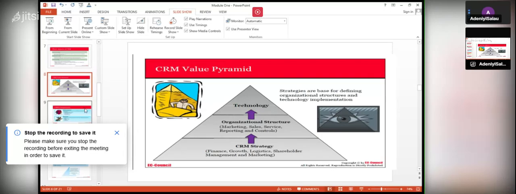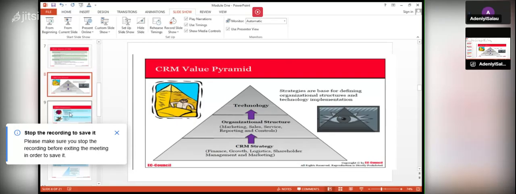The last part is technology. After you have analyzed the CRM strategy and the organizational structure, then you have to decide on which software and tools you are going to use in order to do business from the customer perspective. That is where technology comes in.